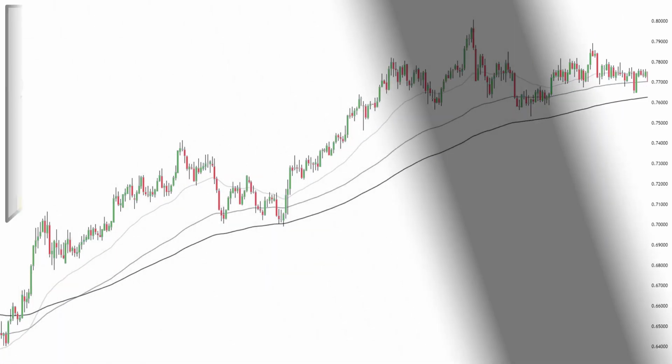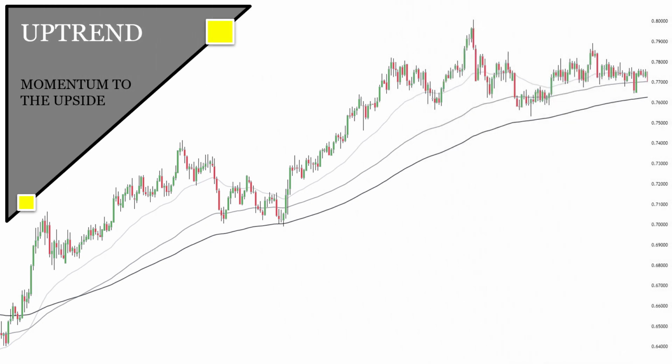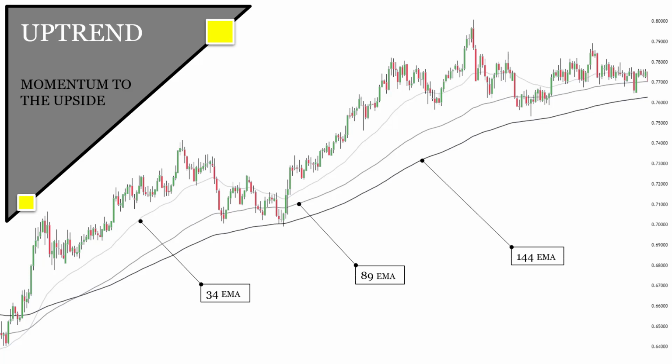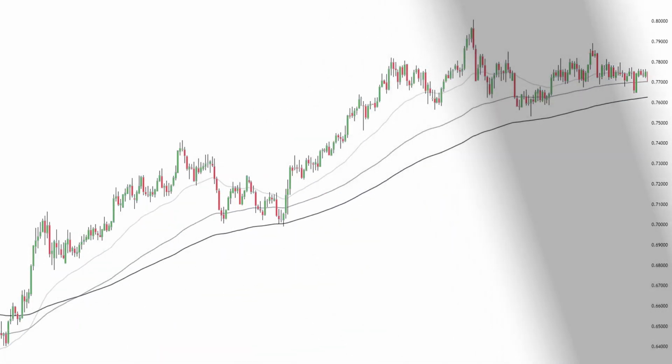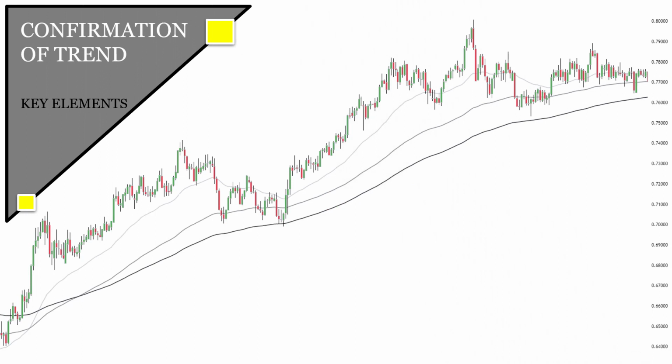Let's look at a chart in an uptrend. I have added 3 moving averages, a 34, 89 and a 144. If you're unaware, these are from the Fibonacci sequence. Trend confirmation is understood by the following elements.